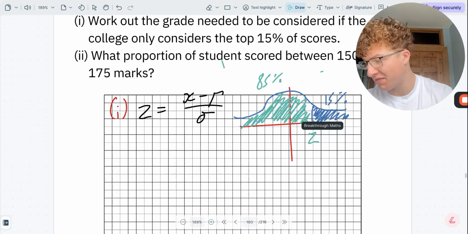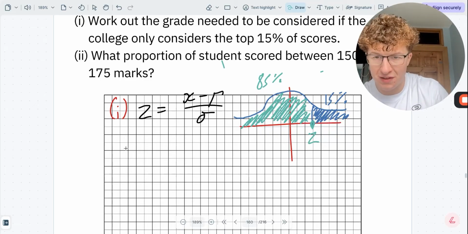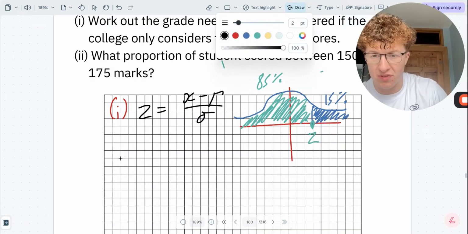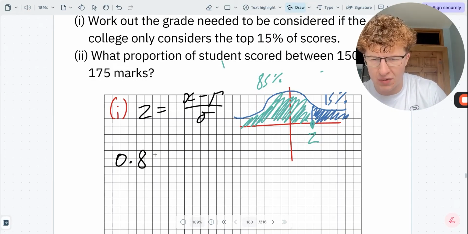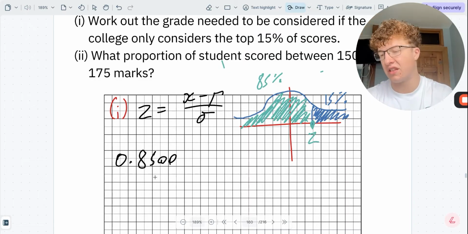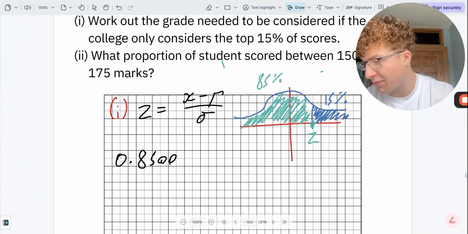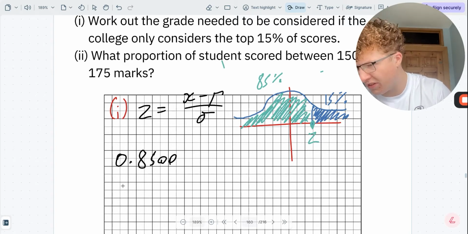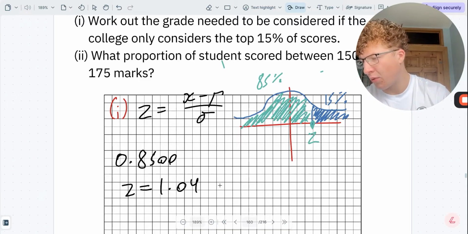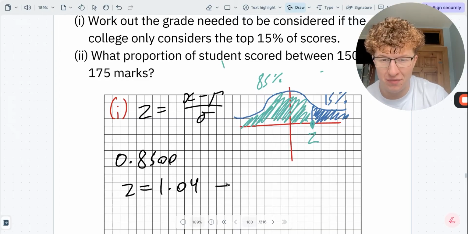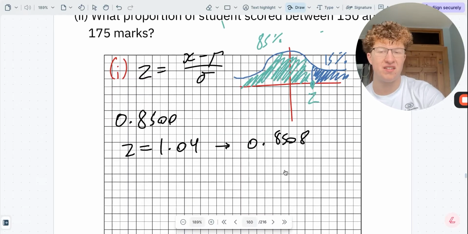We go to our log tables. We look for 0. I'll draw them black actually. We'll go, the area is going to be 0.8500 or something as close to that as possible. Looking at the log tables here, I have that a z-score of 1.04. Yeah, 1.04 gives me 0.8508, which is close enough. So that means our z-score we found is 1.04.